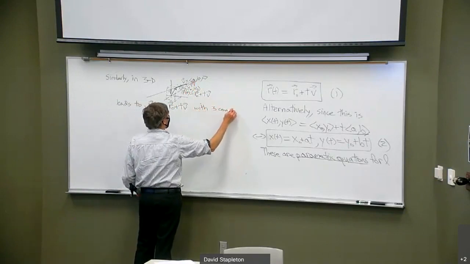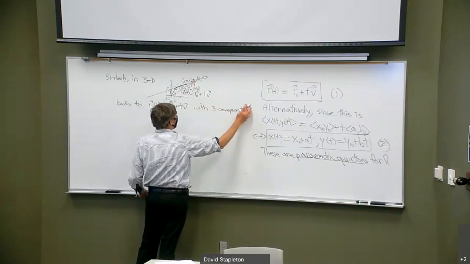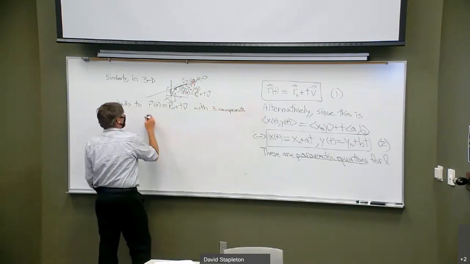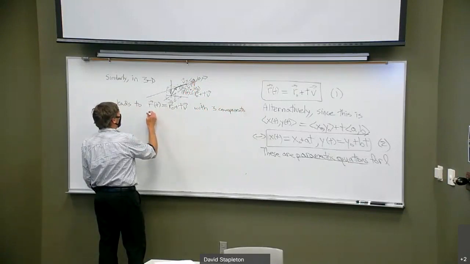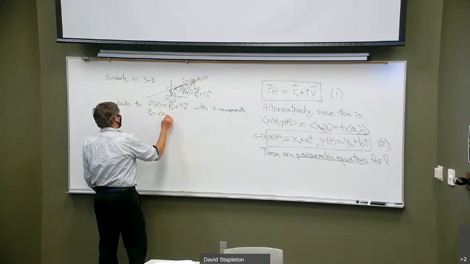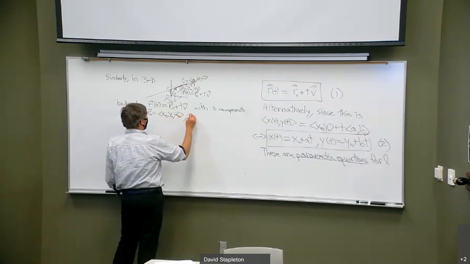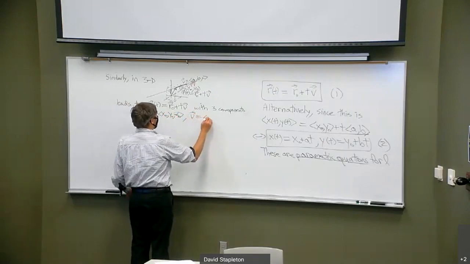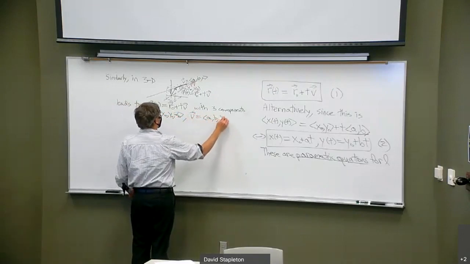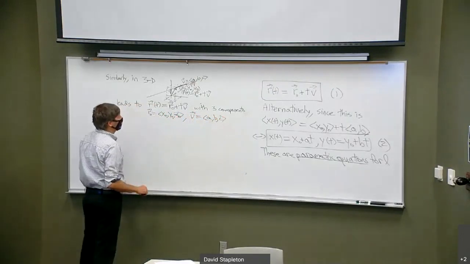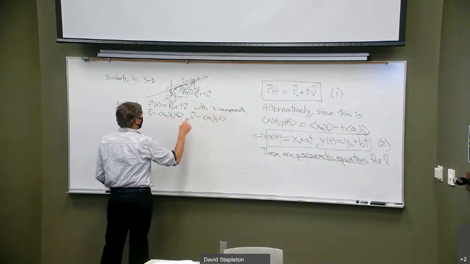Instead of 2. And maybe I should put it in just to be clear, R0 goes to the point x0, y0, z0 on the line. V is now a vector in 3 space, so it has 3 components, a, b, c. So it's the same equation 1, just with these 2 vectors.